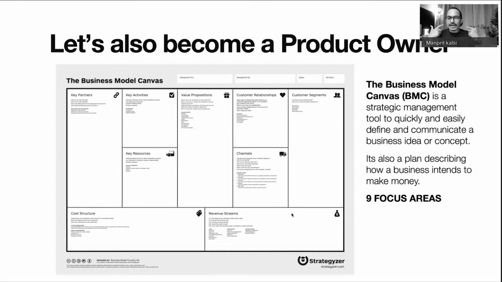Once you understand this document, it will become very easy and you will be very confident about what you're trying to build. And then using the UX process, I can guarantee you, you'll start building a very usable and very powerful product. So let's understand what this business model canvas is. The business model canvas is a strategy tool to quickly and easily define and communicate a business idea or concept. It also helps plan how a business intends to make money.